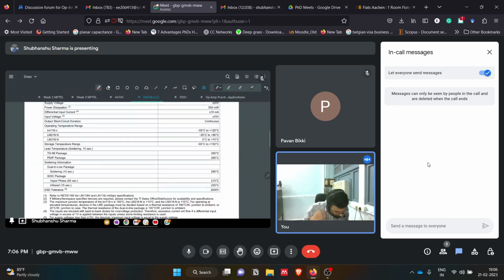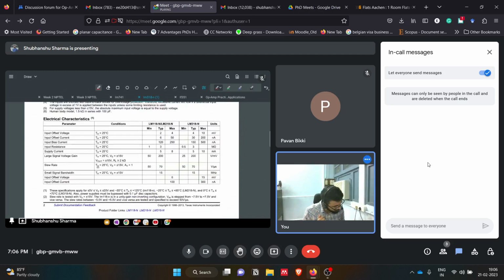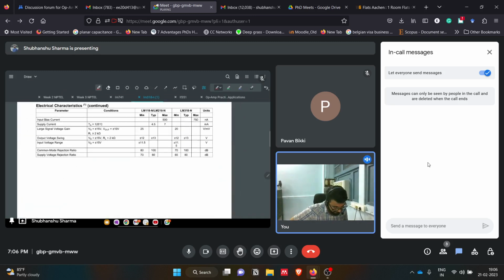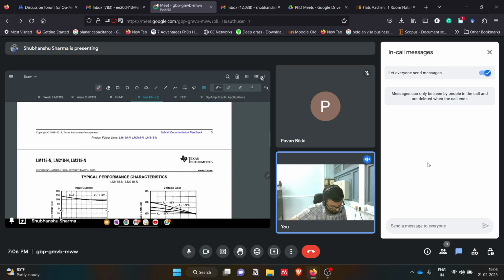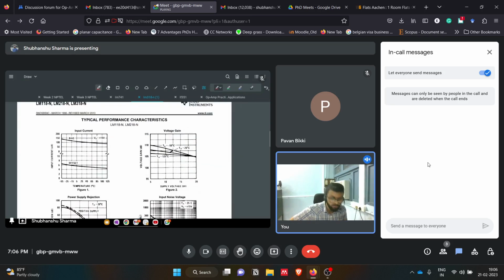Back to the topic, we were looking at the bandwidth. We got the slew rate; this is a very good slew rate op-amp. And the input resistance is very high, 3 megaohms. It is good, though we can expect much more input resistance from better ICs. Now we are going through these typical performance characteristics.